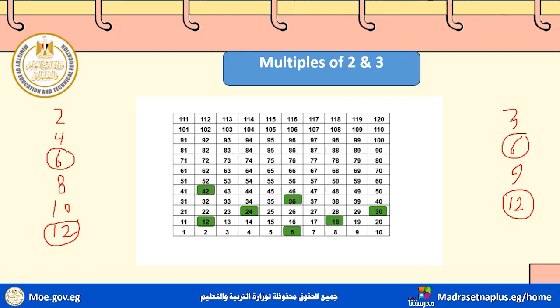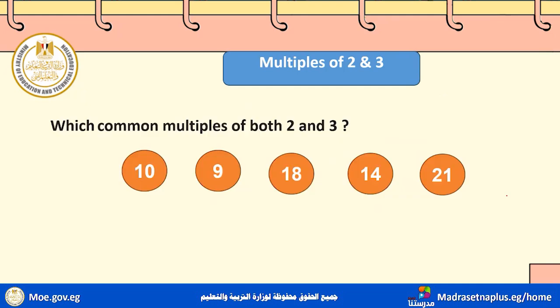Can you guess? These numbers are multiples of what? If a number is a multiple of 2 and a multiple of 3 at the same time, can you guess this number is a multiple of what? Which number will it be a multiple of? Think for a moment. We'll get the answer soon. Which are common multiples of both 2 and 3? Let's check one by one.